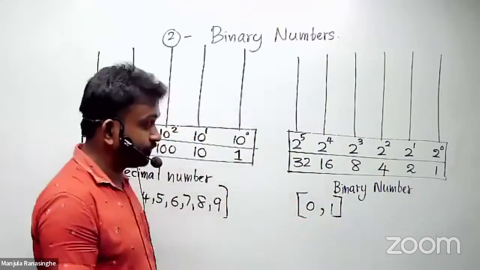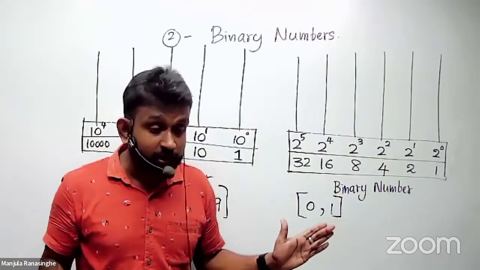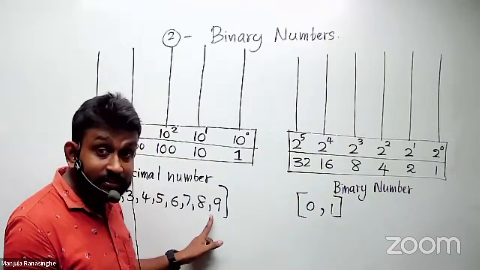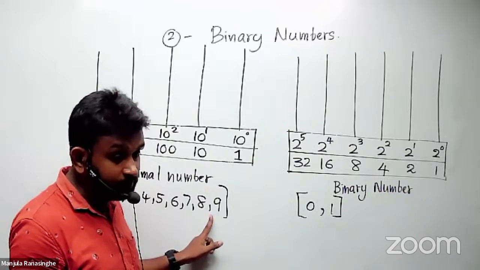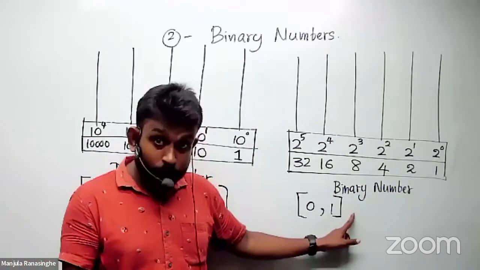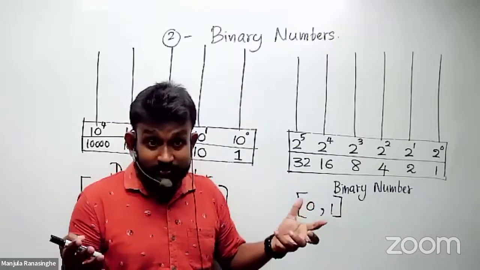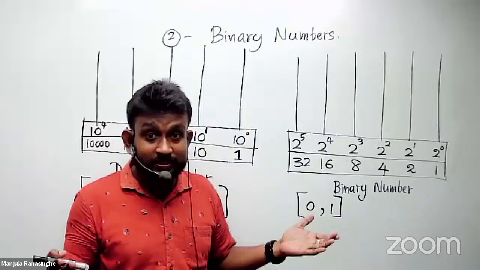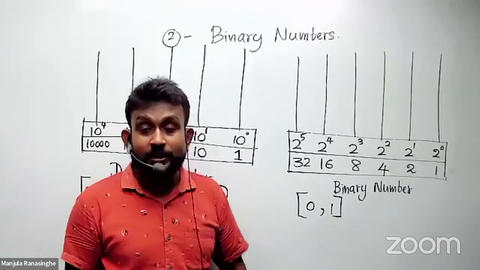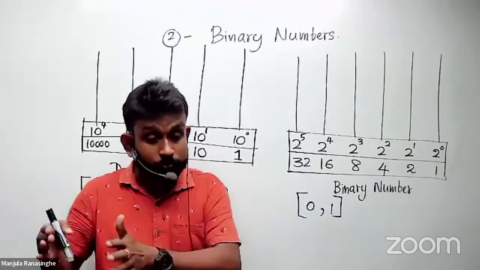0, 1 only. Right? We cannot use 2 as a digit in binary numbers. So you can see decimal numbers mean base 10, but it cannot deal with the value 10. So all the digits less than 10 can be taken. Here, all the digits less than 2 can be taken. If I take numbers having base 3, what are the digits? All the digits less than 3, like 0, 1, 2. If I take base 4, then what are the digits? 0, 1, 2, 3, right?